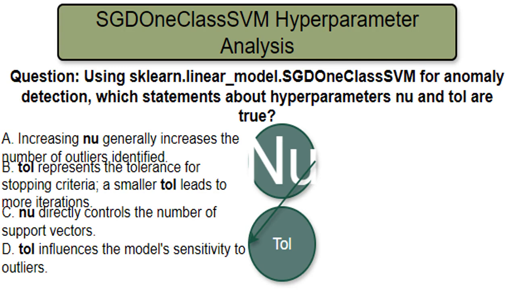I'm looking at the nu parameter. It controls the upper bound on the fraction of training errors and a lower bound on the fraction of support vectors. Think of it as setting a limit on how many data points the model can classify as outliers. A higher nu value means it is more tolerant of errors and identifies more outliers. It also influences the model's margin of separation between normal and abnormal data points, indirectly affecting sensitivity.